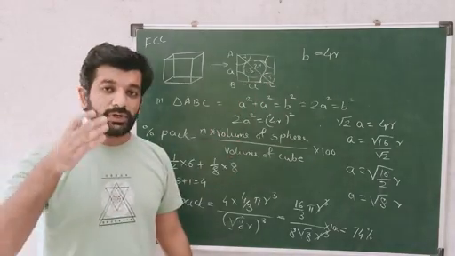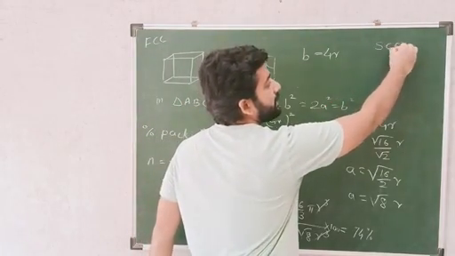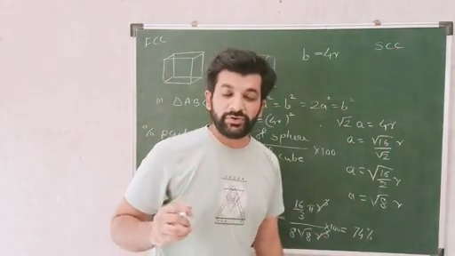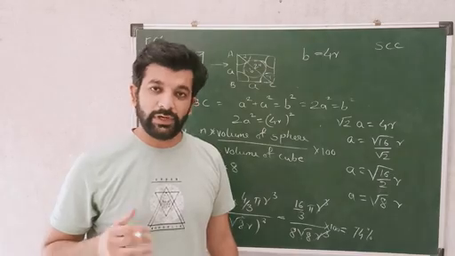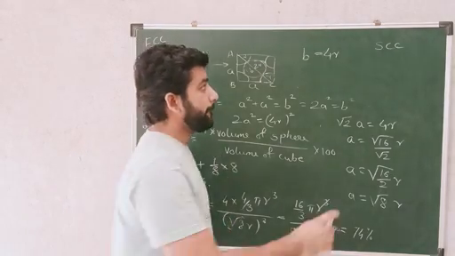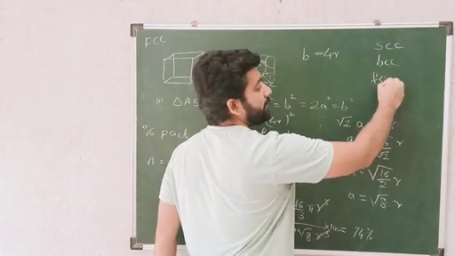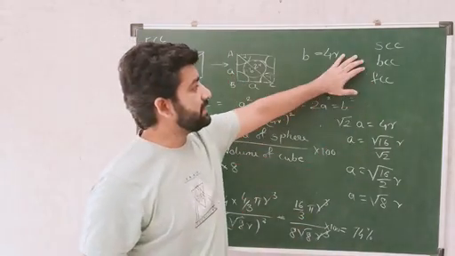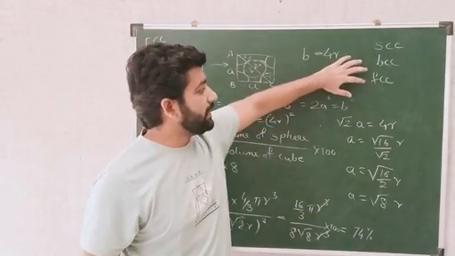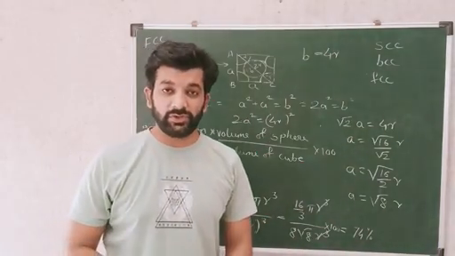If we compare the packing efficiency, the simple cubic crystal has the majority of the void spaces. It is only 52% occupied, the rest is void space. And then we have BCC and FCC. FCC is highly occupied: BCC is about 68% occupied, FCC is 74% occupied, and simple cubic is 52% occupied.